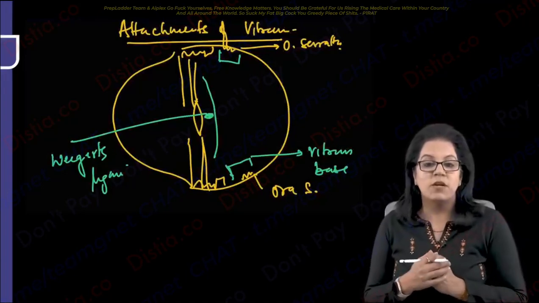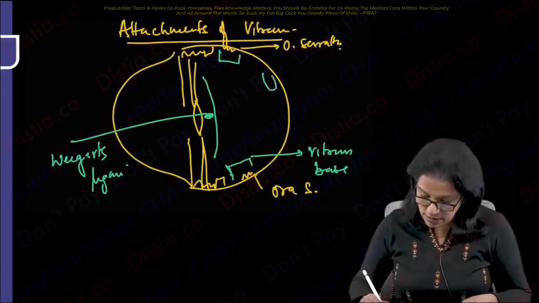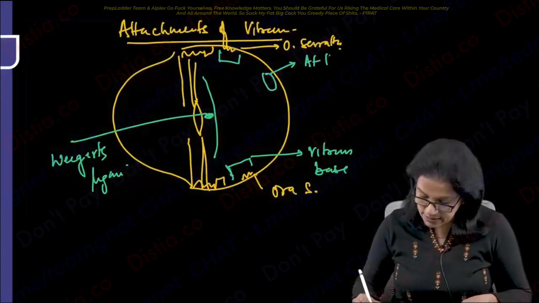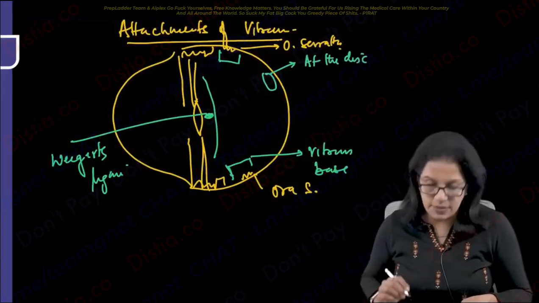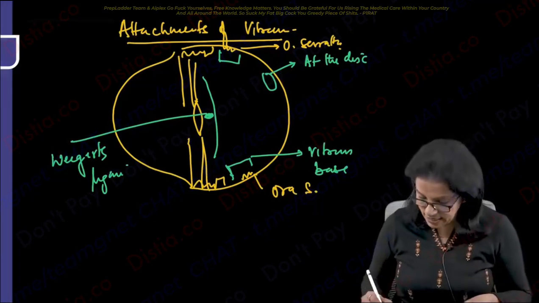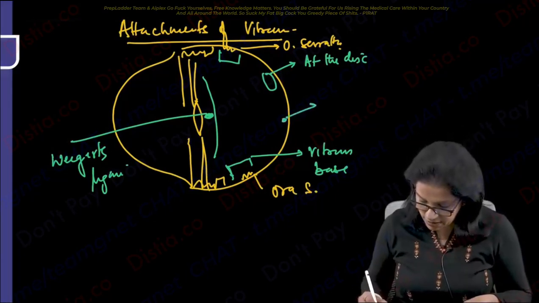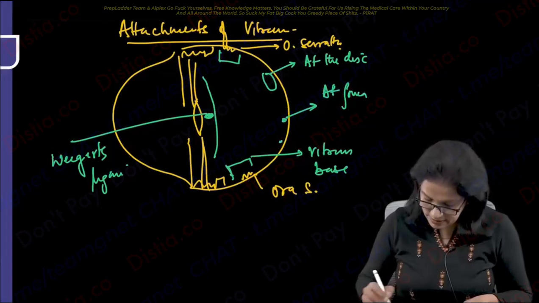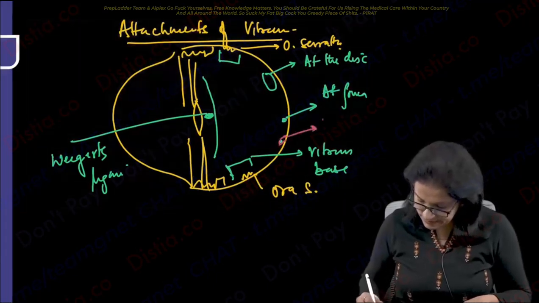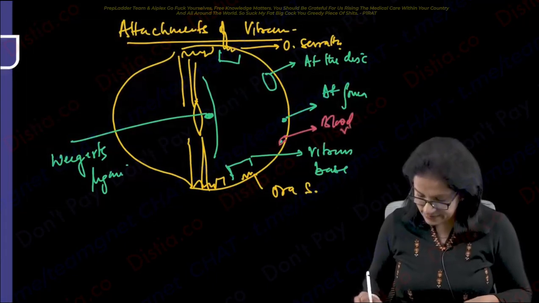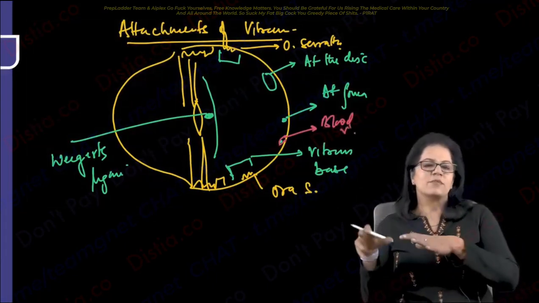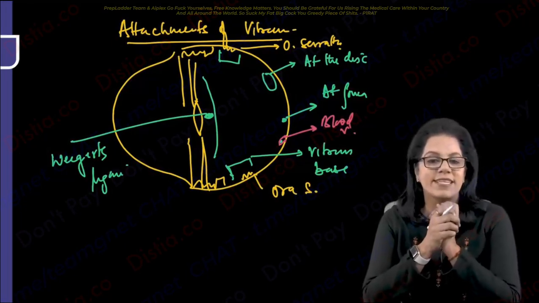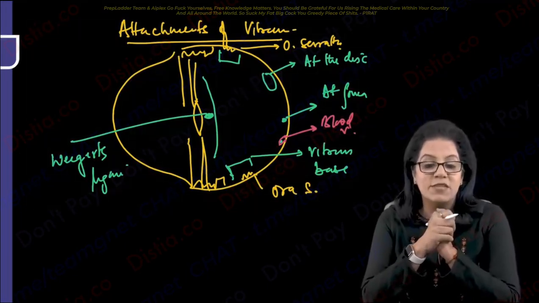Now then, what are the other attachments? It is around the disc, at the disc. One is at the disc. So we are just learning the attachment here. This is at the disc. Then it can be at the fovea, and then it is at the blood vessels. Right. So I'm just showing the attachments separately. We are not drawing the detailed anatomy here. So these are the different attachments.